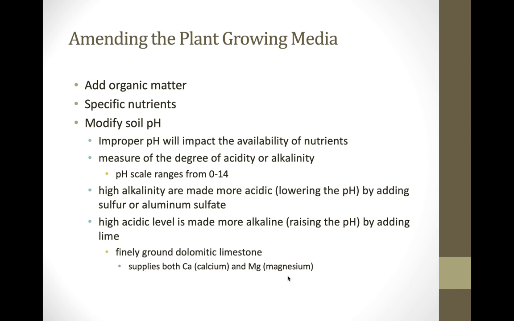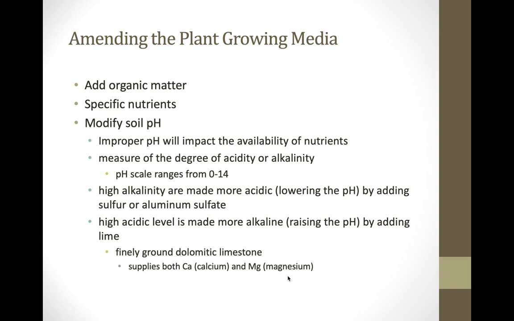You can get very specific on what kind of nutrients you add if you actually add man-made fertilizers versus organic type stuff. You can modify the soil pH, and basically with that, we are looking at how acidic or how alkaline or basic a soil is.